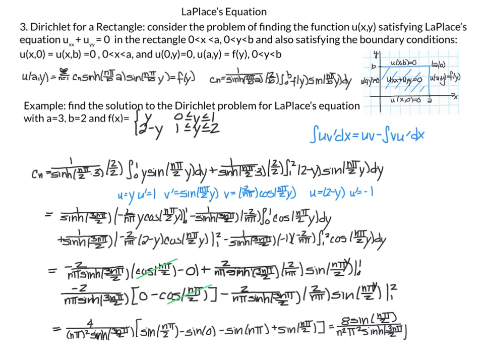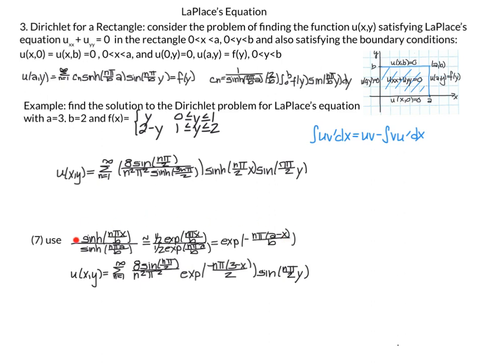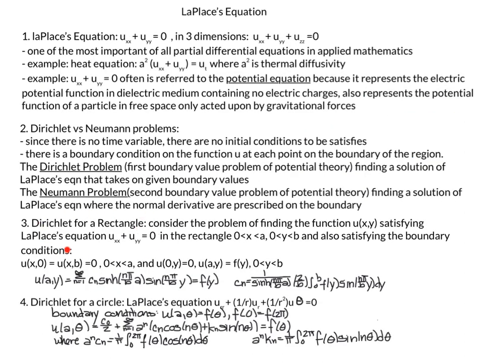We do this by integration by parts, and you can see eventually we get the answer 8 sine of n pi over 2 divided by n squared pi squared sinh of n pi 3 over 2. And here I just wrote out my u of x,y, plugging in the c of n I found on the previous slide, and then my sinh of n pi over 2 x, and my sine of n pi over 2 y. Okay. And last, if you want to use this identity to simplify your expression, I have that done in this line here. So now we've done our Dirichlet problem for a rectangle.